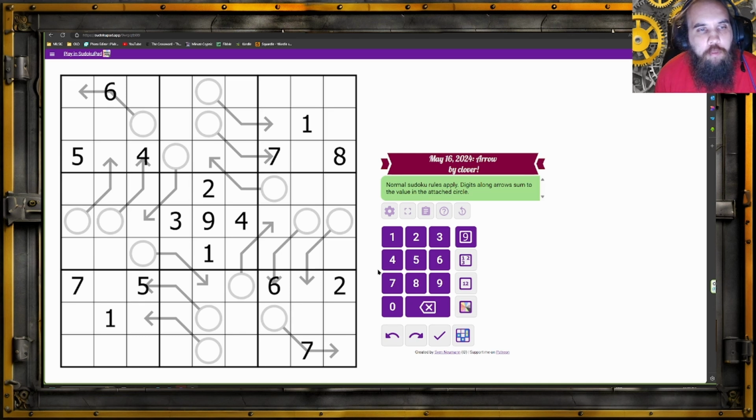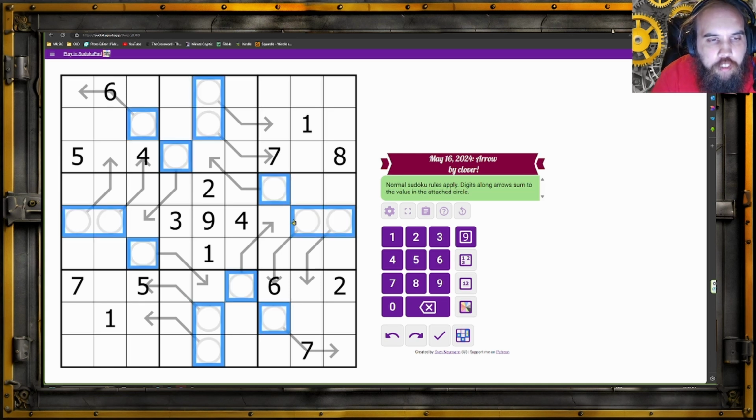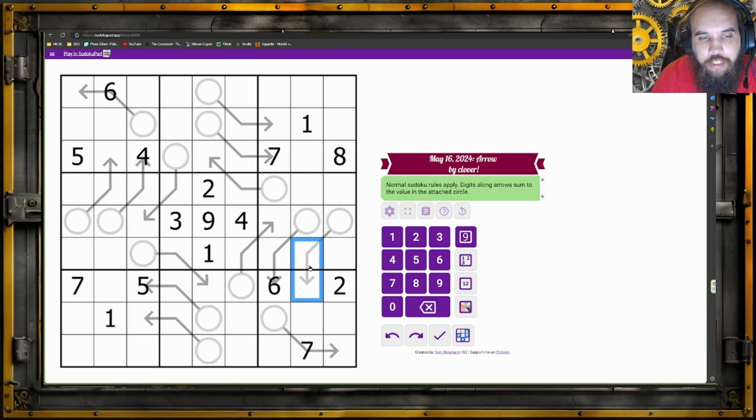It is a normal arrow. Basically, what happens in these normal arrows is there will be a circle. The circle is going to have a number in it, and whatever that number is, the things on the line are going to add up to it.